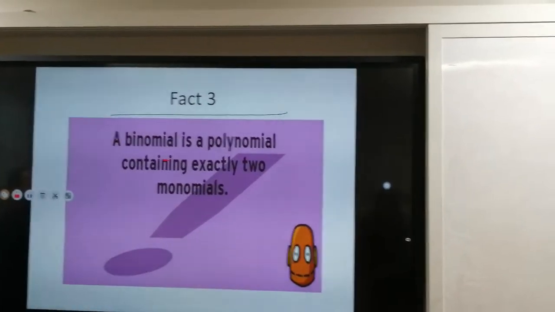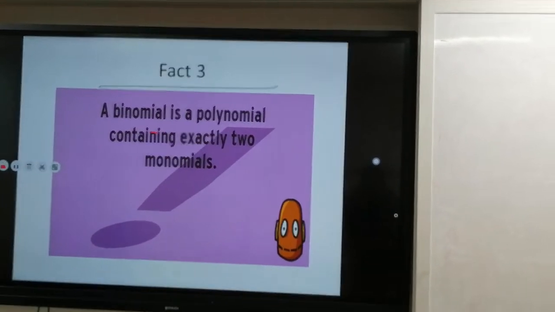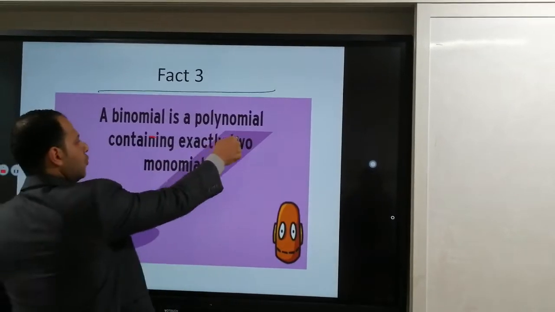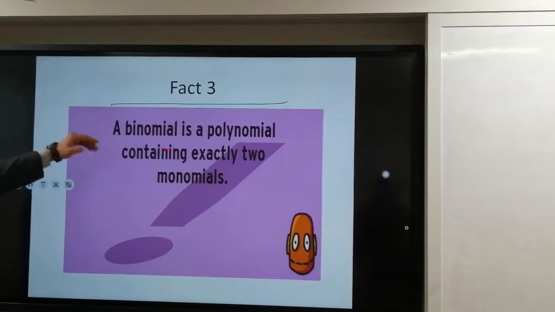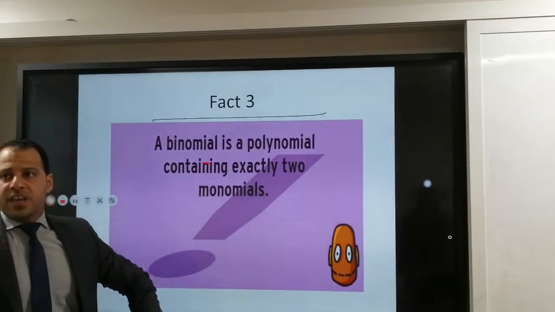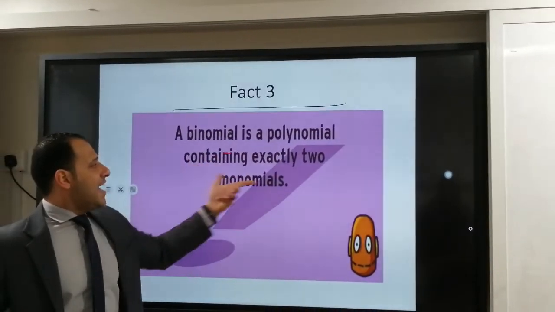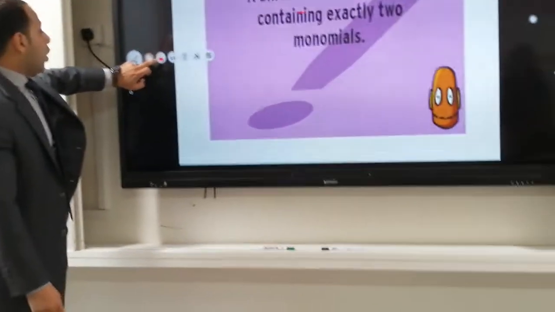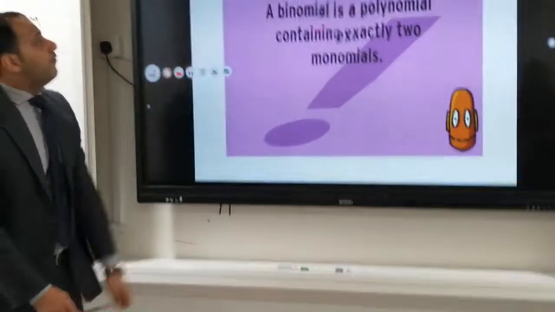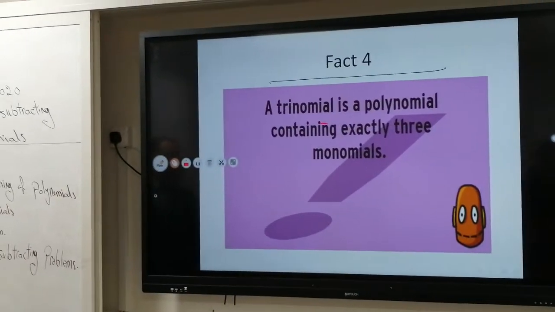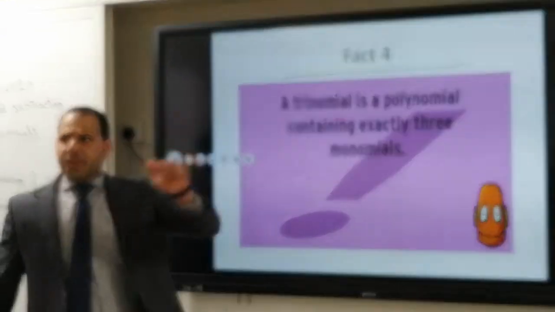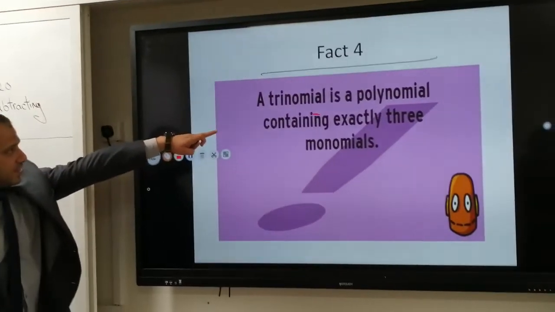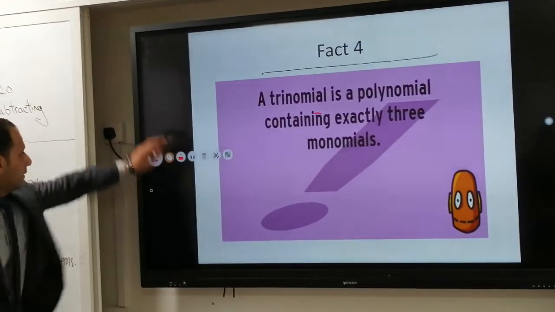Okay, a binomial has how many monomials? Yes, 2. Excellent. 2 monomials. So the binomial is a polynomial, a type of polynomial which has exactly 2 monomials. Going to another fact. The trinomial. Tri means 3. So we have 3 terms. Excellent. We have 3 terms. This is the 4th fact.